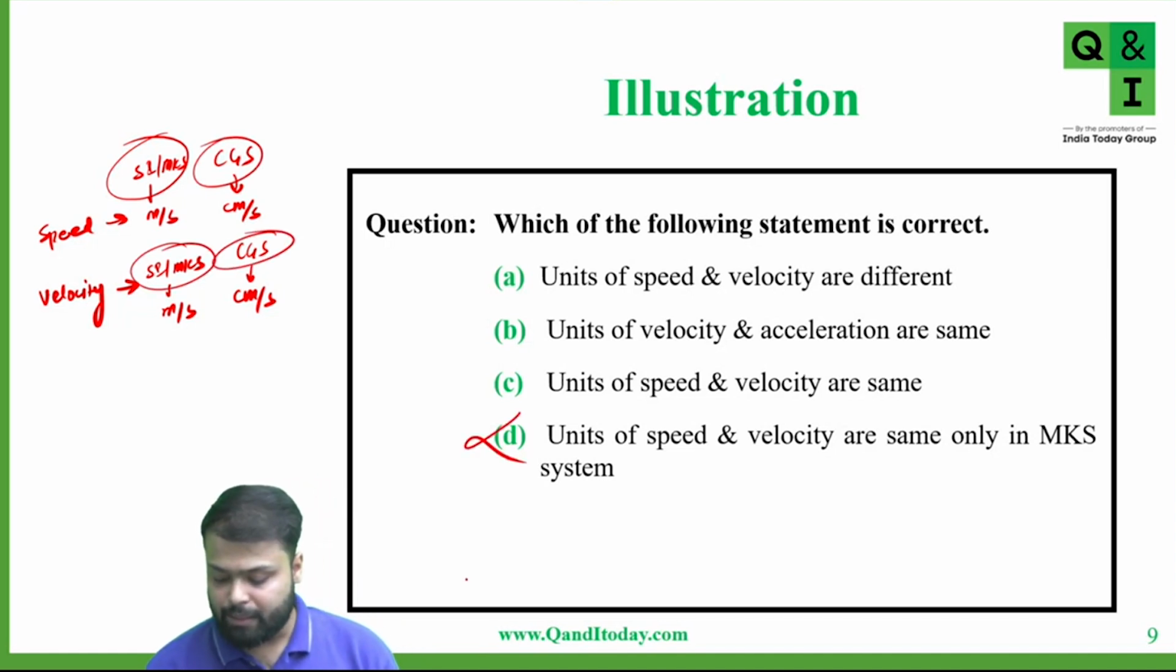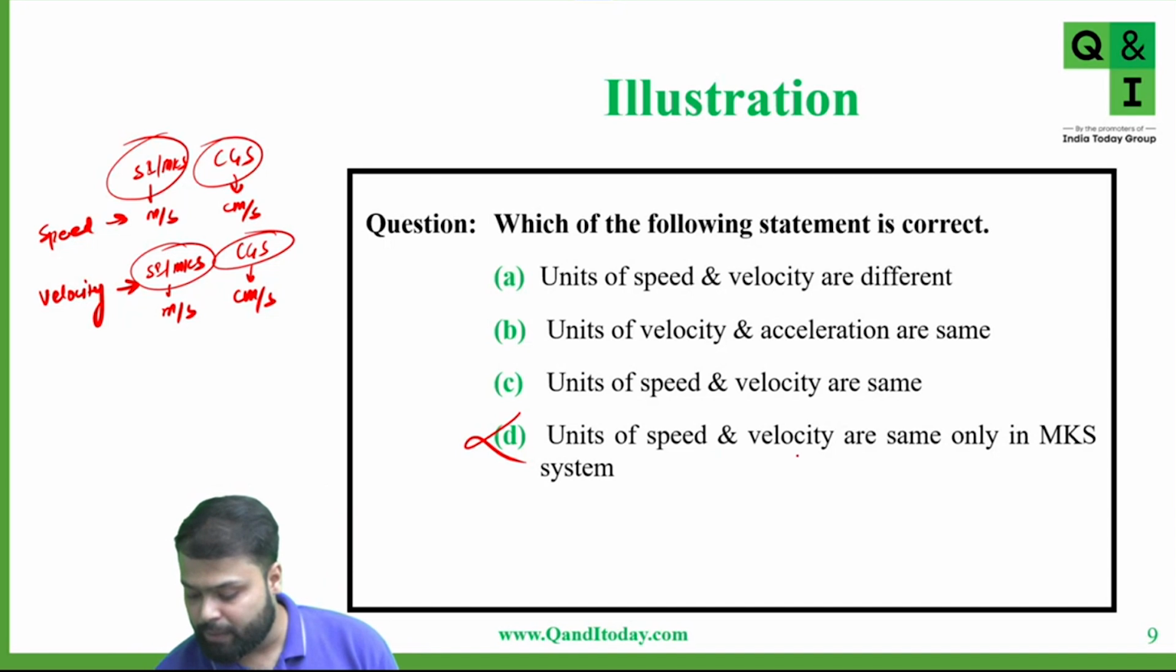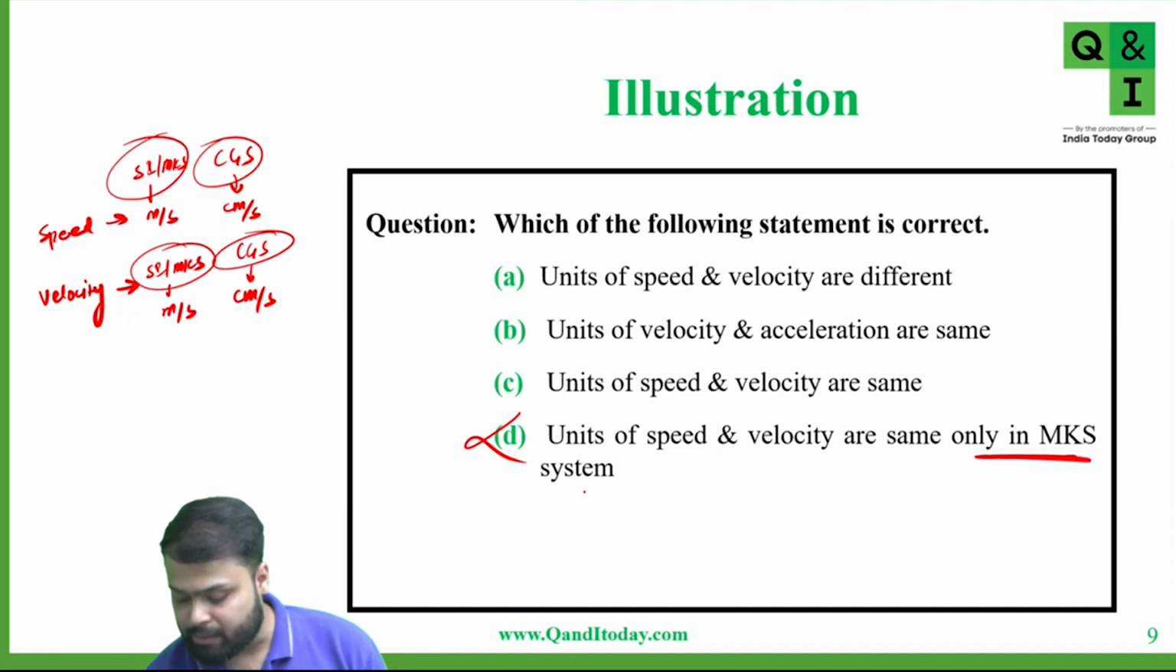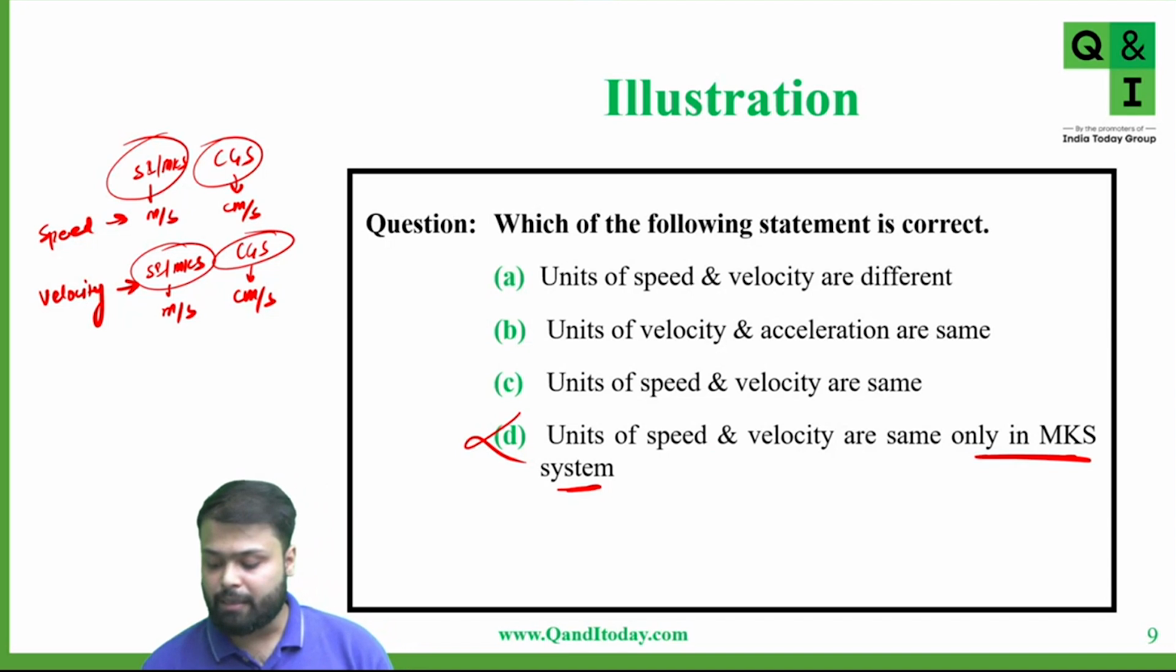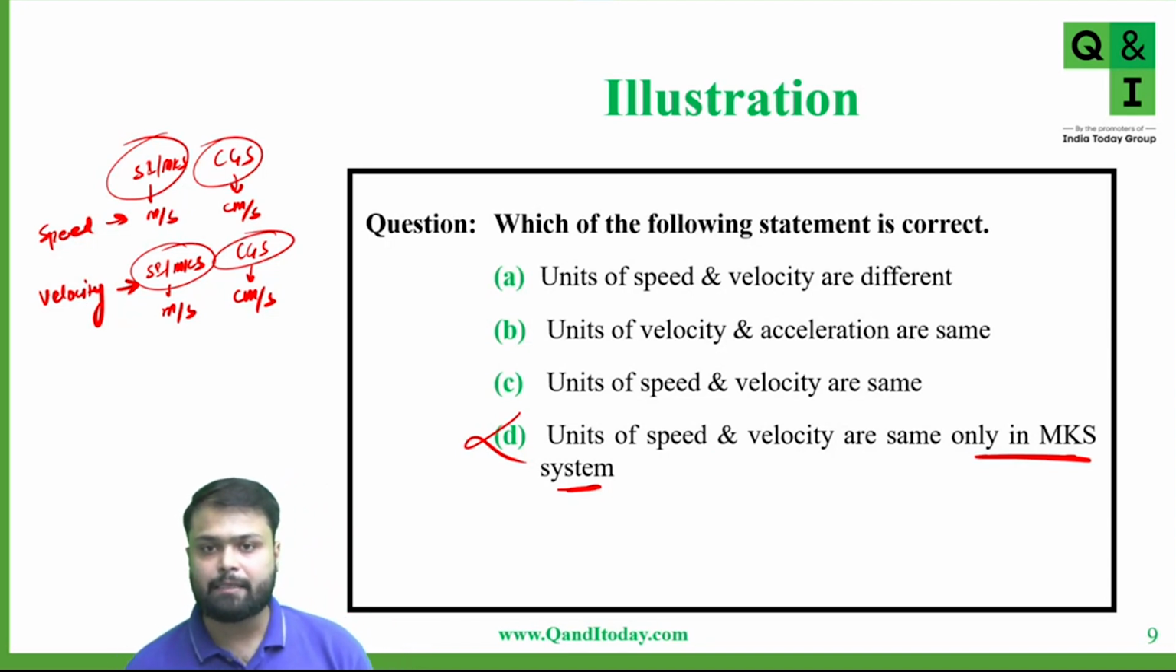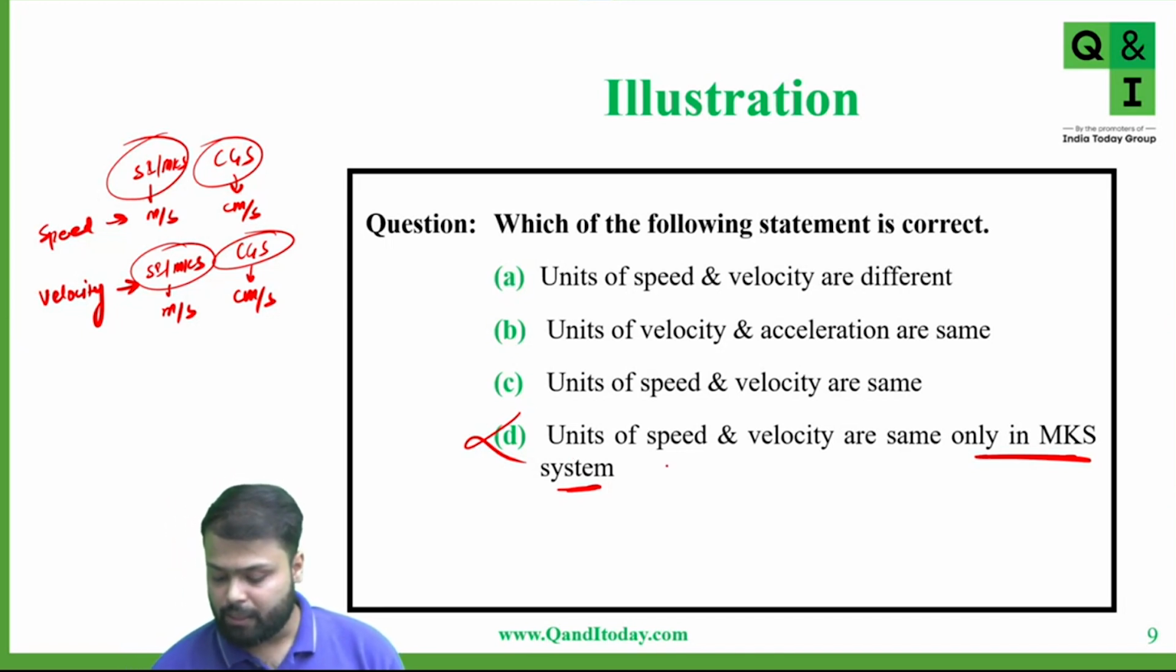So option D is incorrect. It is saying that unit of speed and velocity are same only in MKS. No, this is wrong. Unit of speed and velocity is same in all system of unit, whether it is MKS, SI, CGS, FPS, any system of unit. Now option C, unit of speed and velocity are same. This is correct.